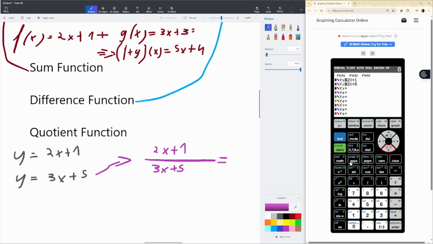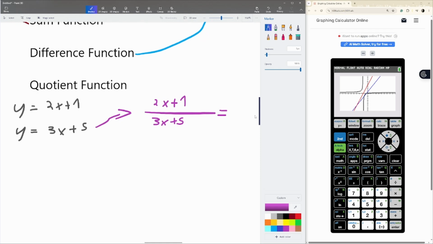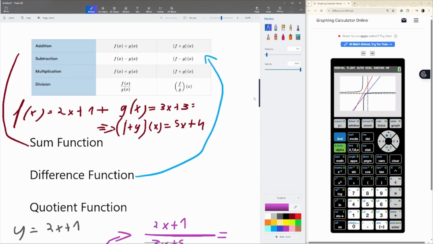And if you want to get your quotient function, you can simply go to vars and go to yvars function y1, divided by, and then you go to vars again, and then you go to y2, and you will get the same thing as if you just put it in. It sometimes helps, however, I don't usually find the need to do it.